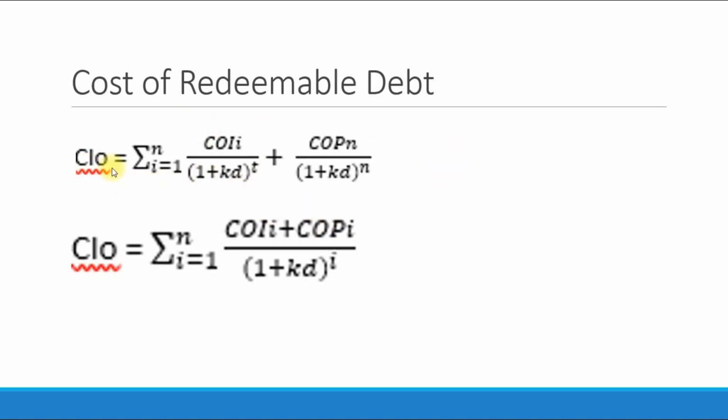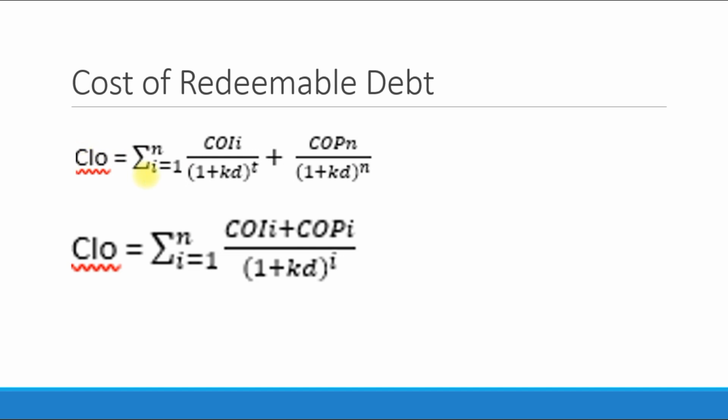So it says cost of redeemable debt is the cost of interest in installments, COI, sigma i from 1 to n, divided by (1 plus kd) to the power t. I is a changing number. And the cost of principal is COP, which is at the end, as the last lump sum payment, divided by (1 plus kd) to the power n. So that is the cost of redeemable debt.